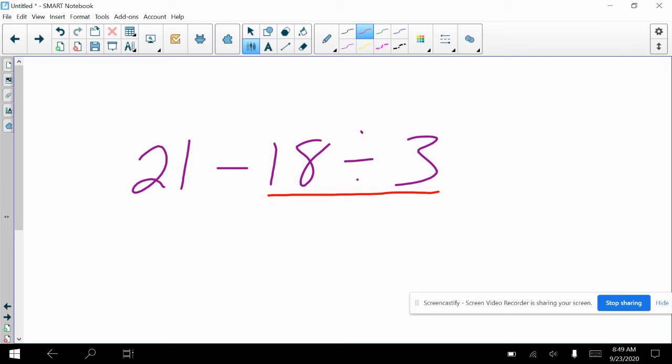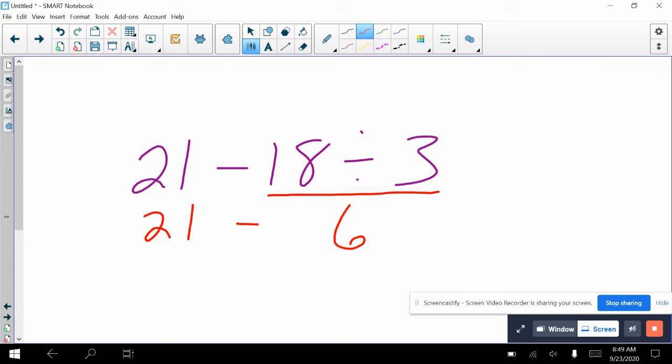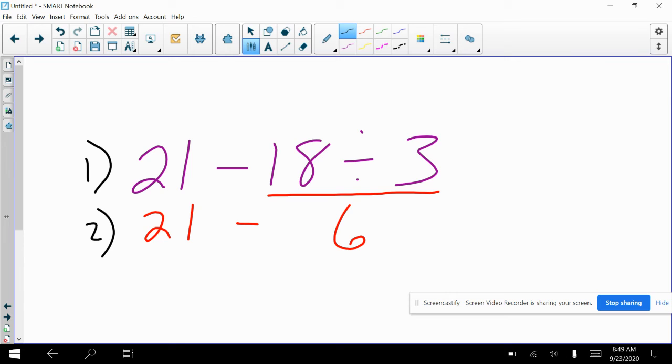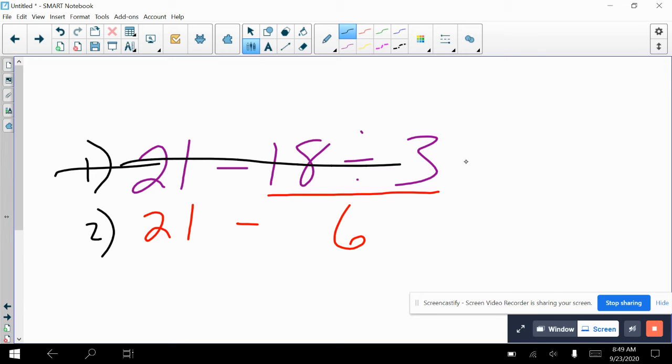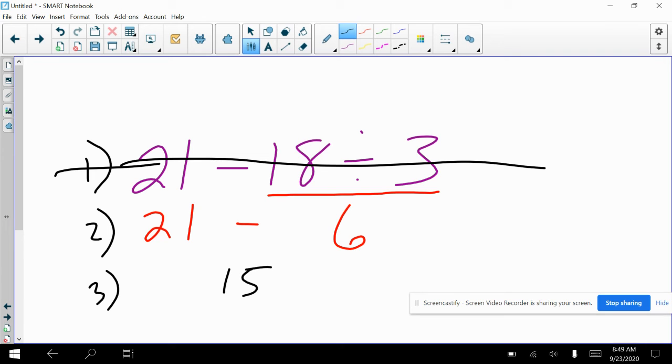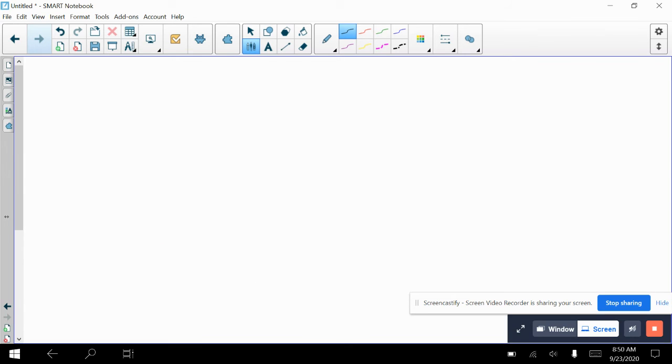What's 18 divided by 3? 6. So underneath that, I bring that down. And I bring down everything else I didn't use in the problem. So let's examine this. Now I have two problems, yes? The first one is no longer my problem. I solved it. Now my new problem is 21 minus 6, which is 15. You're rewriting the problem. Does that make sense? You're creating another problem. Okay. Everybody good? All right. How about this?